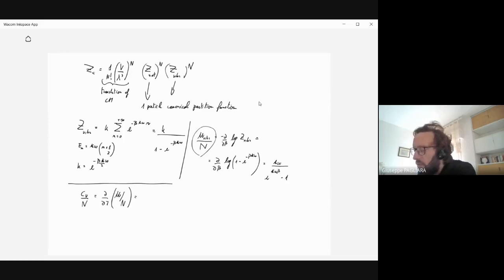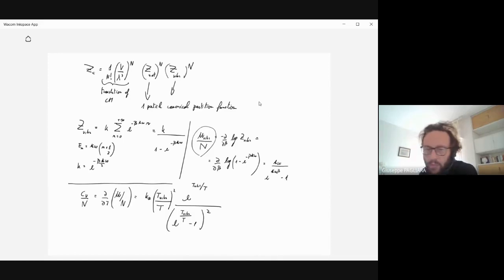Okay, you just do the derivatives. We have done this already in the case of the Einstein solid, and you get this function here, kB, T vibrational divided by T squared, and exponential of T vibrational divided by T. And below we have the exponential of T vibrational divided by T minus 1, to the power of 2.